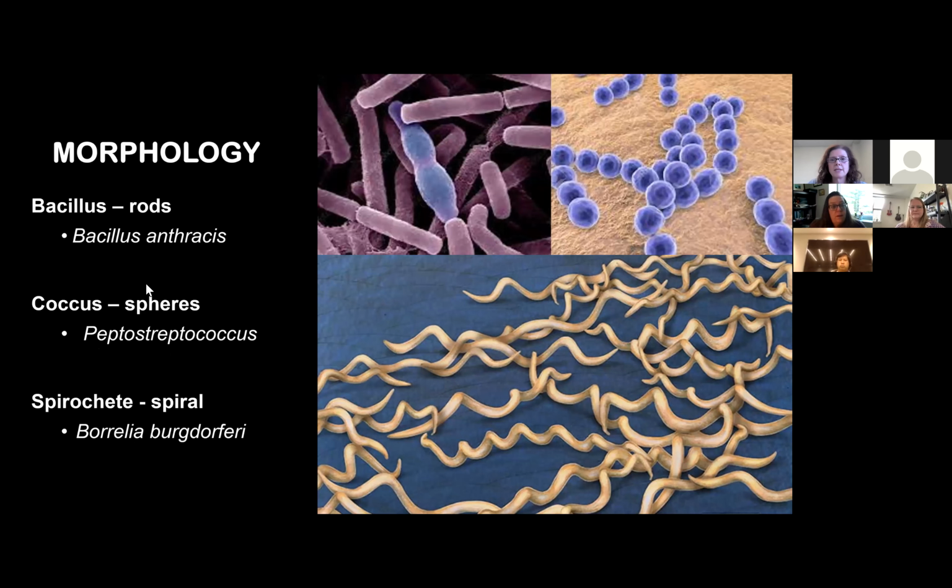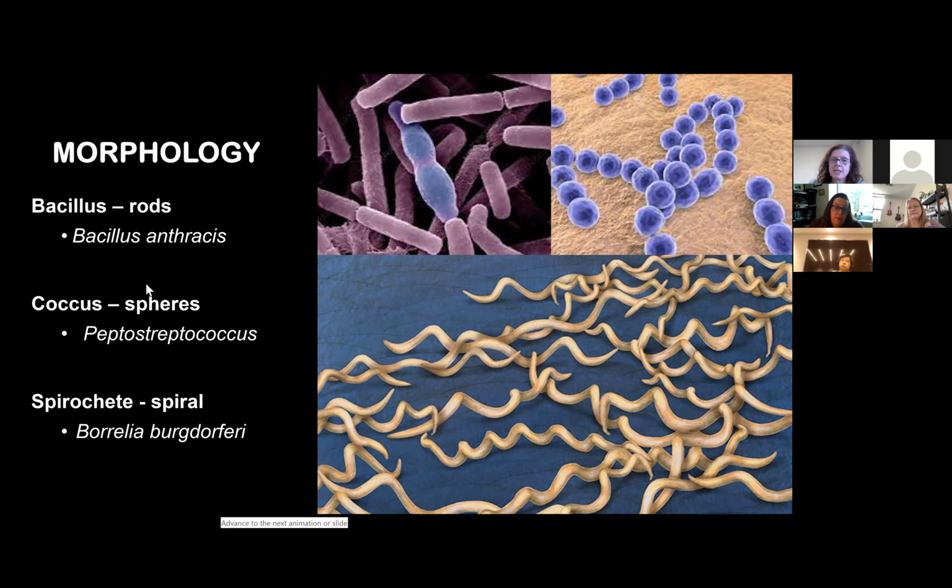So we'll focus on bacteria for this talk, and bacteria have different shapes or morphology. So bacteria can either be rod-shaped or bacillus. They can be spherical or coccus-shaped, or they can be corkscrew-shaped or spirochete.